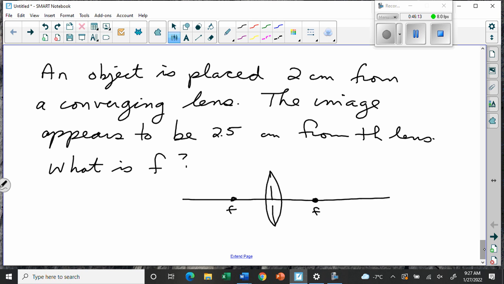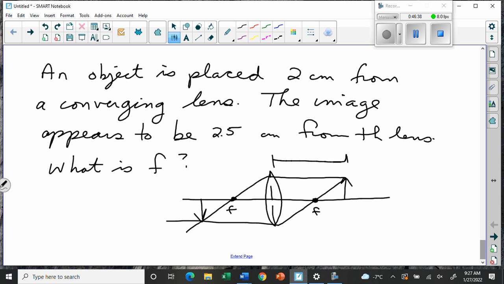If the object is outside of F, let's say we put the object outside of F, and we do our rules. Through the focus, through the focus. We get an image over here that's upside down. So if this was 2, could this be 2.5? Hard to say. Almost looks symmetrical. Well, let's look at the other possibility.